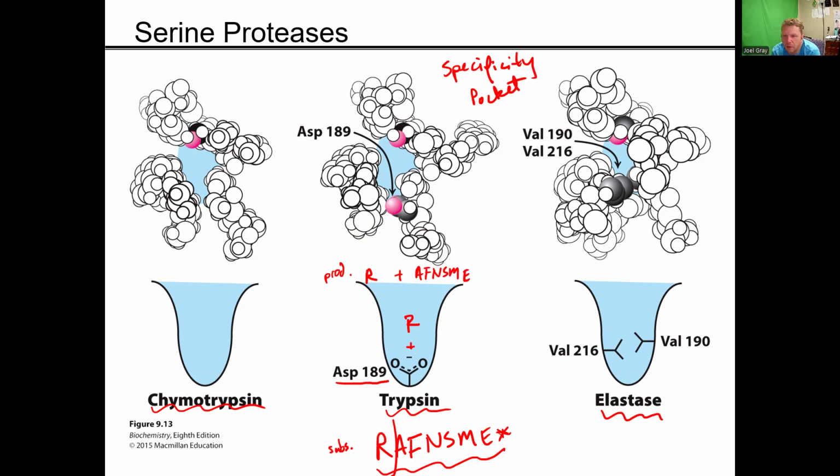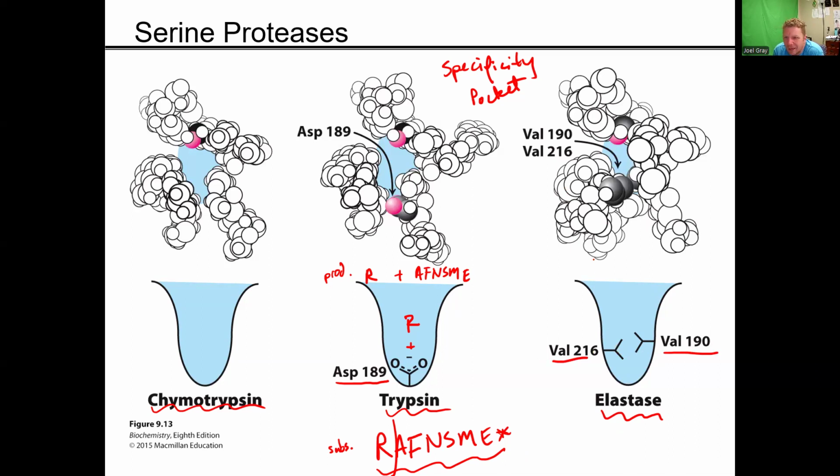Okay. Now let's go on to take the same peptide and throw it at elastase. Now, if you look at elastase and you look at the specificity pocket, what I want you to notice is that there's a pair of residues. There's a valine, residue 190 and residue 216. What do we know about valine? Valine is a hydrocarbon. Valine is a hydrophobic residue. And so valine as a hydrophobic residue likes to be around hydrophobic residues.